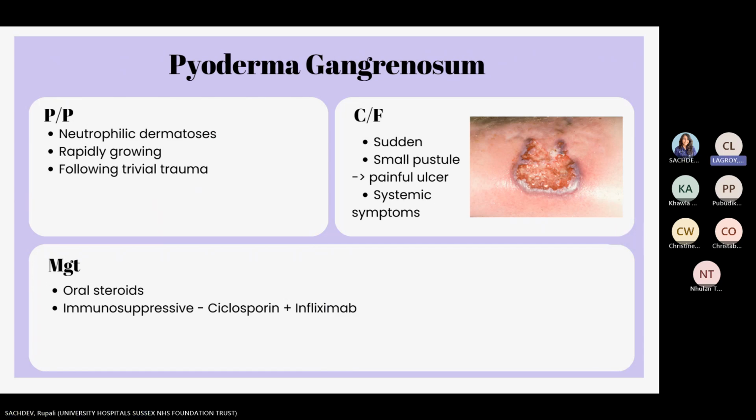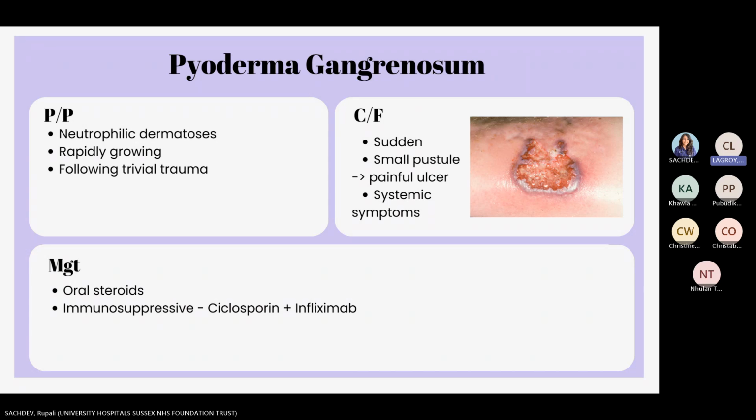Next is pyoderma gangrenosum, a neutrophil-mediated dermatosis. It is quite rapidly growing, and it follows trivial trauma. I believe it's quite related to people with diabetes, if I'm not mistaken. They'll usually say, oh, the person's diabetic, they've had a trauma, and they've got this kind of lesion on the shin for some time.